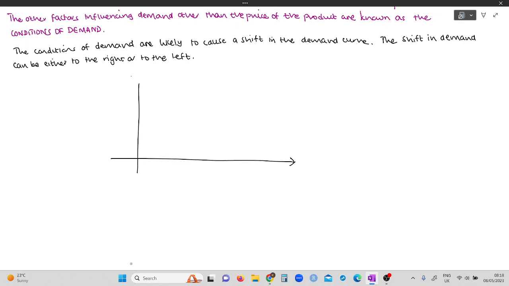So here you have your axes, here you have your quantity, and on the y-axis you have your prices. This is your original demand curve, it's D. Donc là, when demand is increasing, it will shift to the right. We have D1. D'accord? This we call a rightward shift.